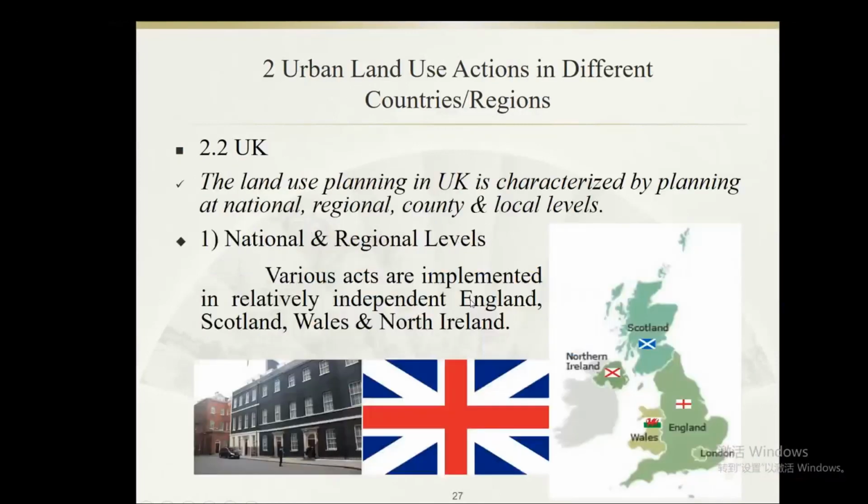This is the US. Let's go to the UK. In the UK, the situations are a little different about the urban land use requirements. The land use planning in the UK is characterized by planning at national, regional, county, and local levels. This is the UK, consisting of four parts: England, Scotland, Wales, and North Ireland. National and regional levels mean various acts are implemented relatively independently in England, Scotland, Wales, and North Ireland. In these four parts, there are different laws about urban land use.